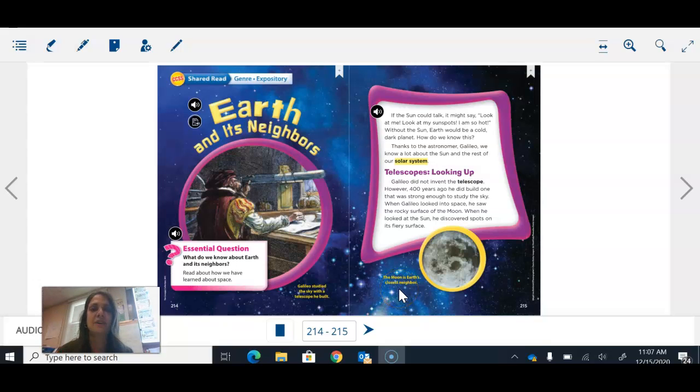So we just found out information in this section that was introduced by this heading. Galileo did not invent the telescope, but he did use it to look into space. And he saw the rocky surface of the moon. So the author of this expository text is giving us facts and information about the topic, which is Earth and its neighbors, such as the sun, moon, or other planets.